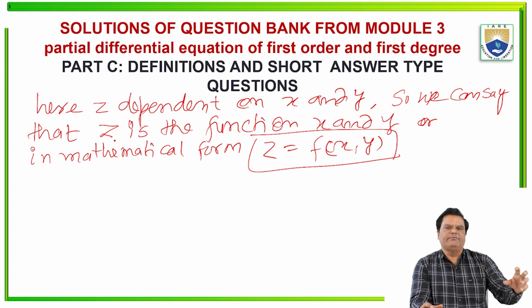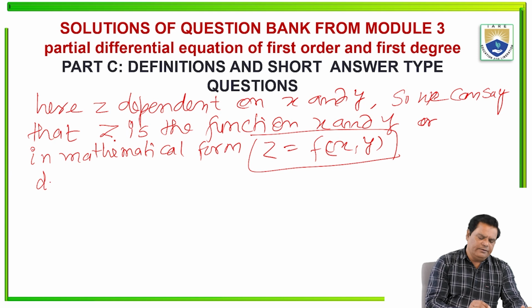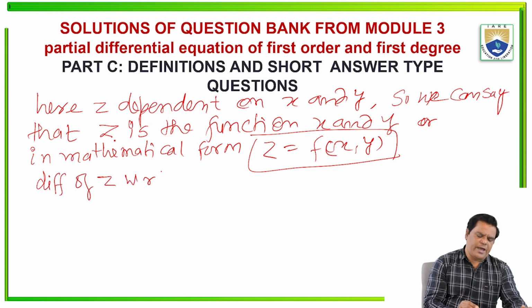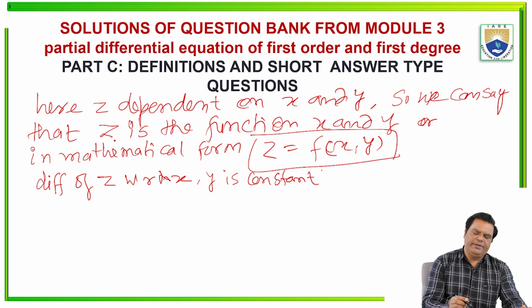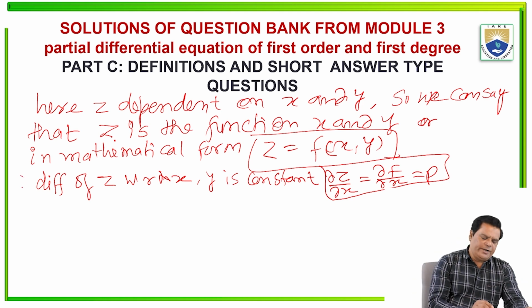So the derivative of z with respect to x, when y is constant, we can write as dou z over dou x, which equals dou f over dou x, and this equals small p. This is point 1.